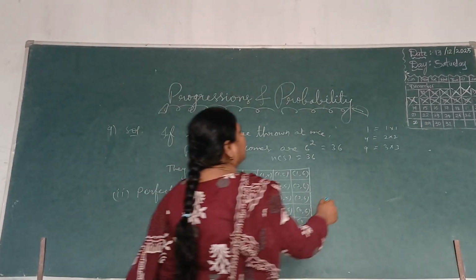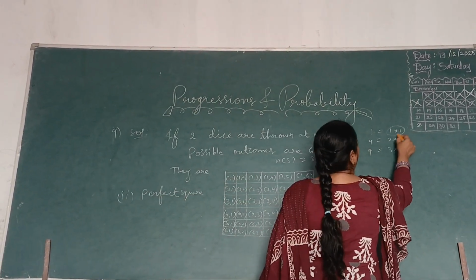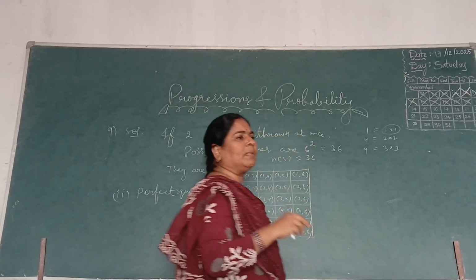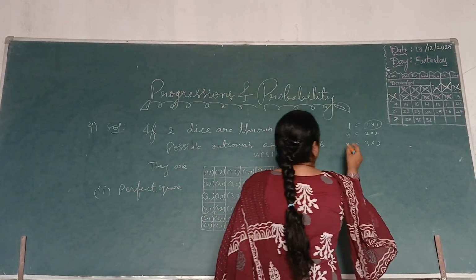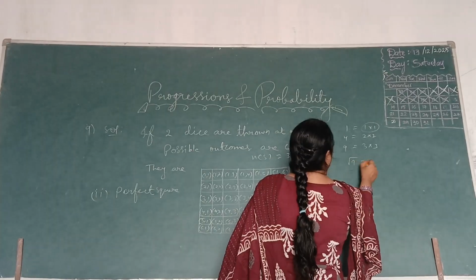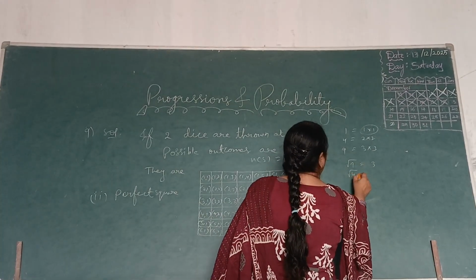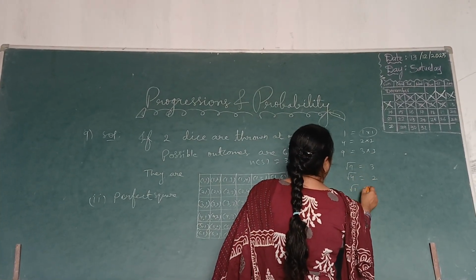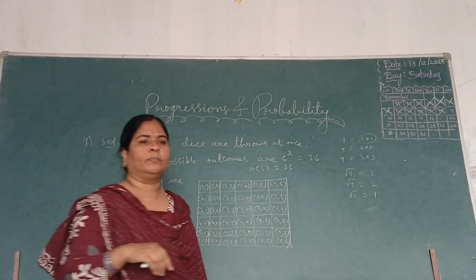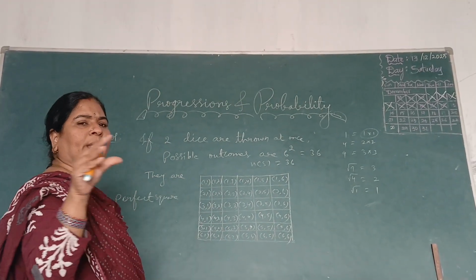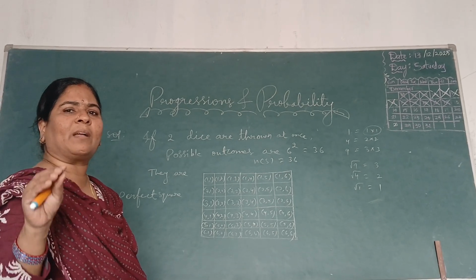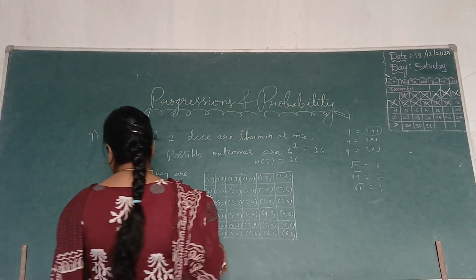So whenever a number is multiplied by the same number again, whatever number we get, we will be calling it a perfect square. Because when we find the root of 9, we get 3. Root of 4 is 2. Root of 1 is 1 itself. Any number multiplied by itself, whatever product we get, that product is called a perfect square.